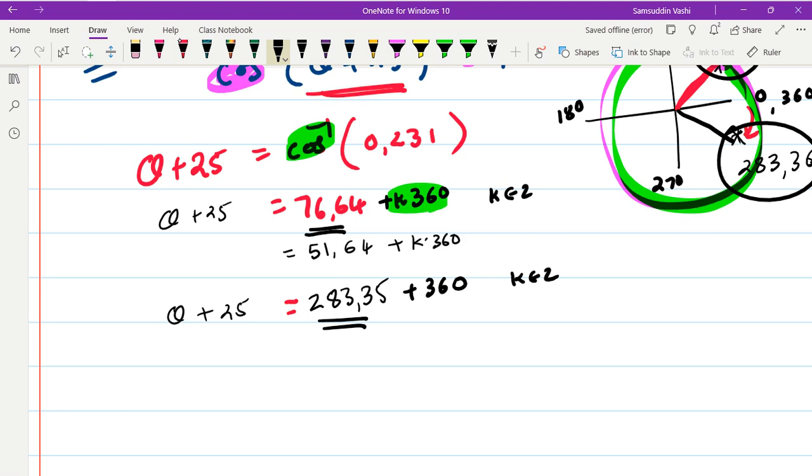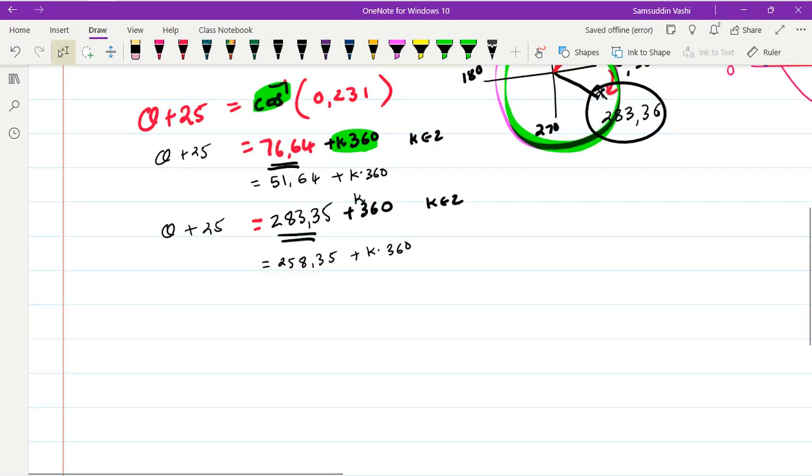Right? What about this? 283 minus 25. 258. 258.35 plus k times 360. Okay, this is how we write a general solution. Okay, so the first example is done. Right, let me do the second example. We have to do many examples.